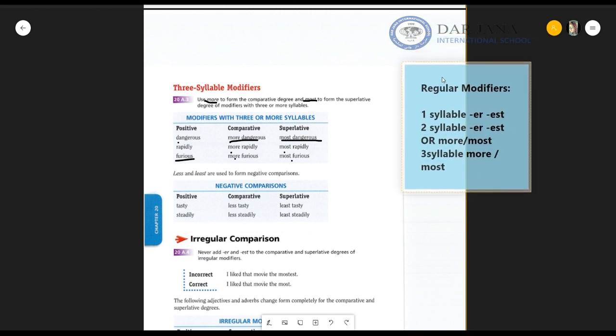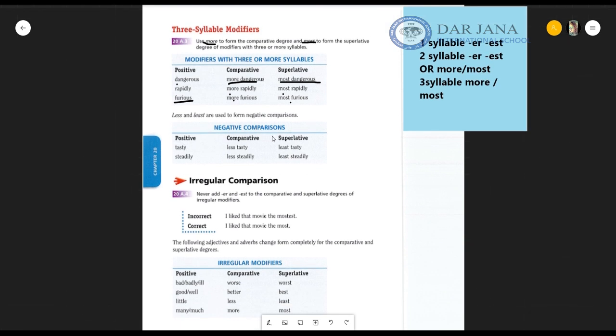Now, if I move to the negative comparison, I don't care how many syllables the word is, because the negative comparison is always going to be less for the comparative and least for the superlative. So it doesn't matter how many syllables tasty is. It's two syllables, but I don't care if I'm conveying a negative comparison, because I'm going to add less tasty for comparative and least tasty for superlative. Steadily, same thing. I don't care how many syllables it is. When I'm talking about negative comparisons, I only have less and least and no other option.